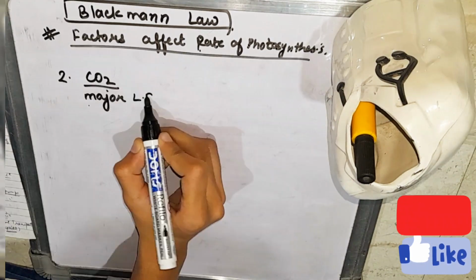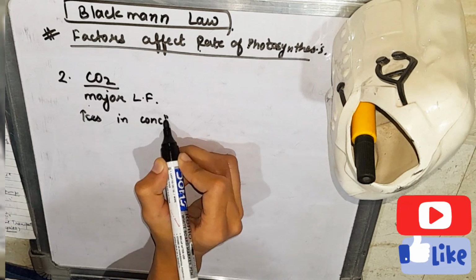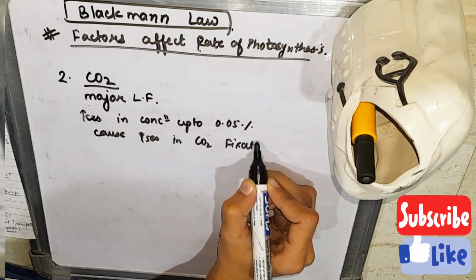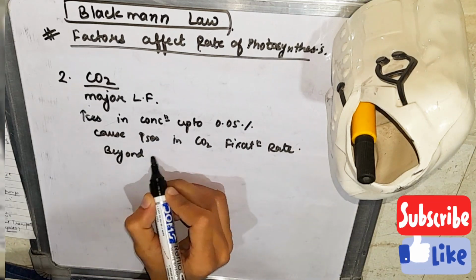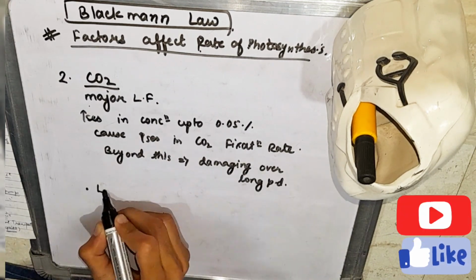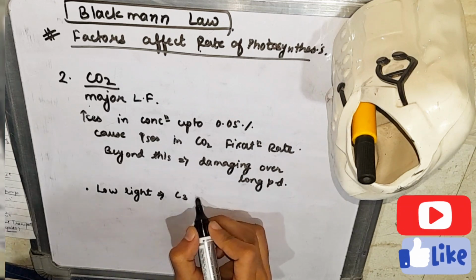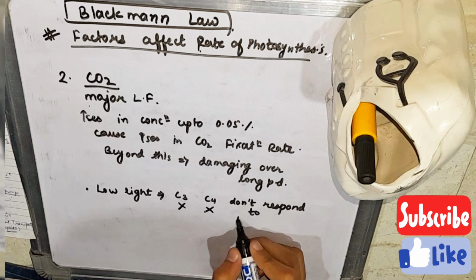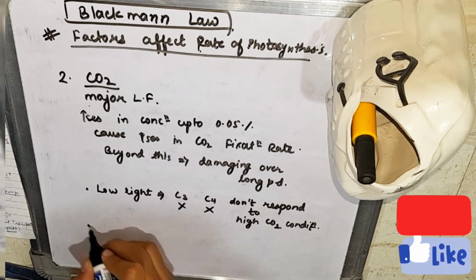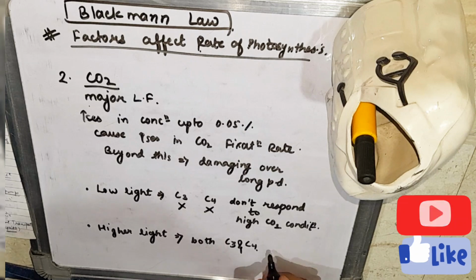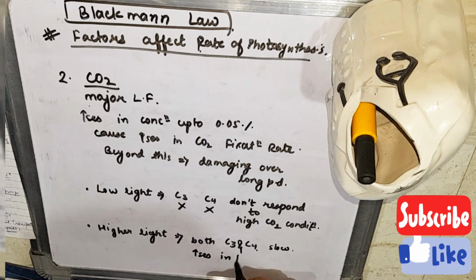Second important factor is carbon dioxide. This is the major limiting factor. Increase in concentration of carbon dioxide up to 0.05% will lead to increase in carbon dioxide fixation rate, and if it is beyond this point, then that leads to damage of the plants. In low light conditions, both C3 and C4 plants will not respond, so this will lead to higher CO2 conditions. In higher light, both C3 and C4 plants will show an increase in the photosynthetic rate.